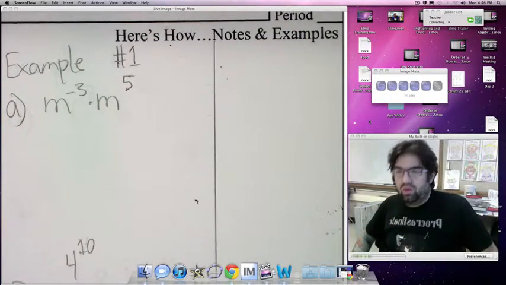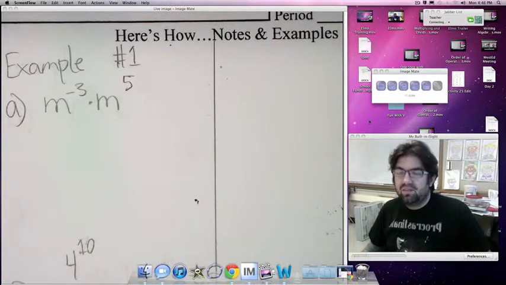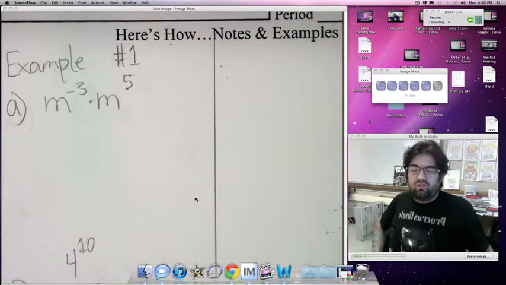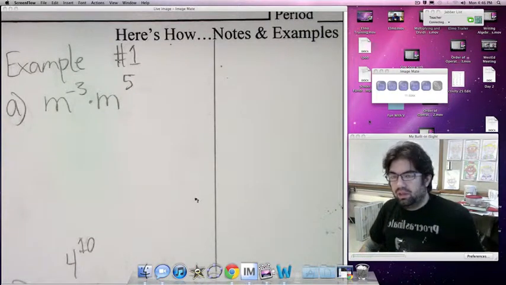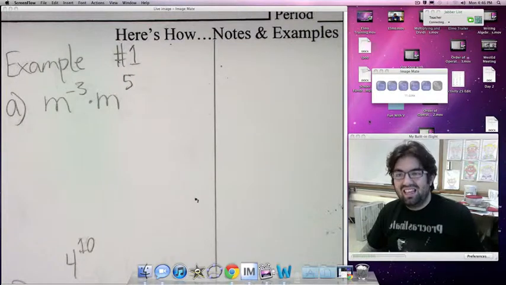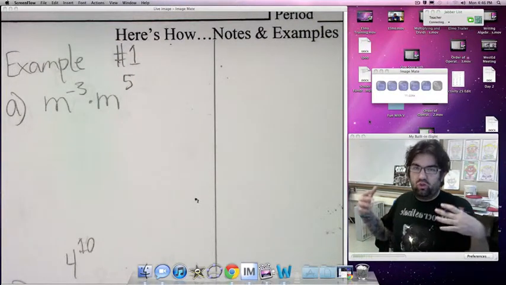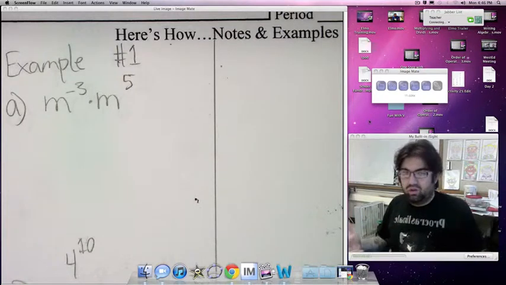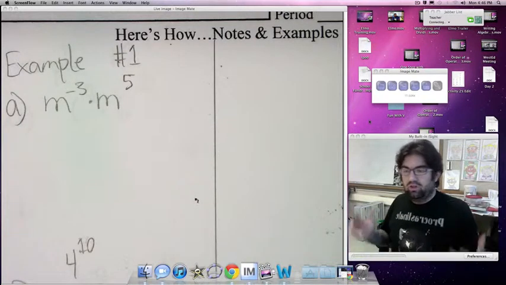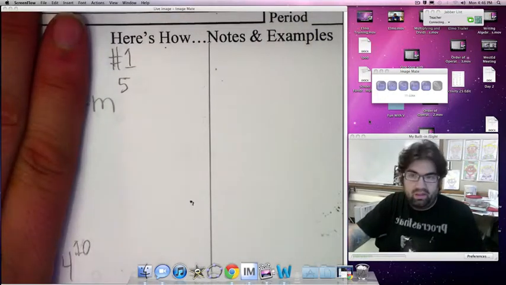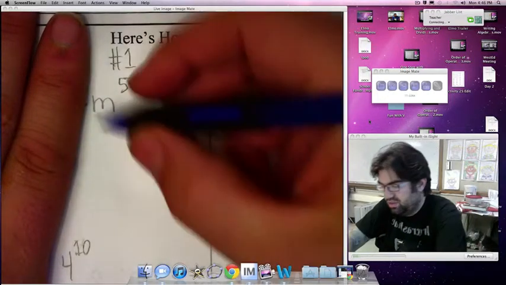M to the negative third times m to the fifth power. So the first thing to check is, yep, the bases are the same, so we can mess with the exponents. Well, m to the negative third is kind of a weird one, isn't it? Because it's negative, we know eventually it's going to turn into a fraction. And the fractions make things smaller, generally speaking. So here's how you write this in exponential form. First off, don't worry about that one first. Let's write the 5 m's. Let's expand those out.